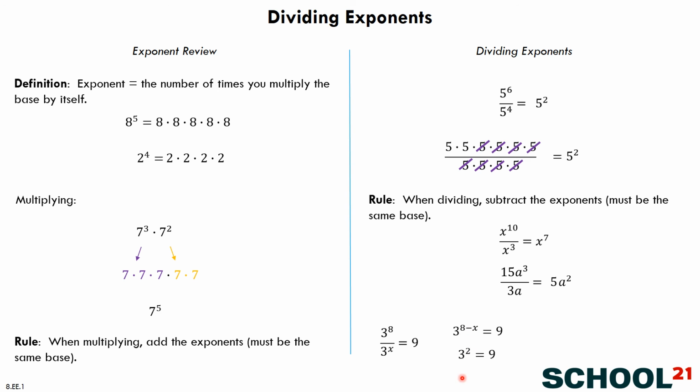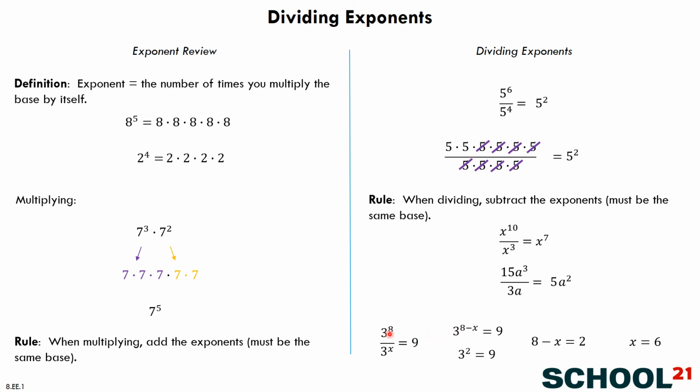Yeah, 8 minus x must be the same as 2, right? Because it's the same exponent. These things are equal to each other. So we could write that out. 8 minus x equals 2. And then 8 minus what equals 2? 6. 6, right? So we can figure out our little puzzle here that x equals 6.